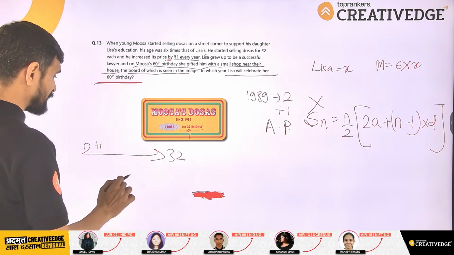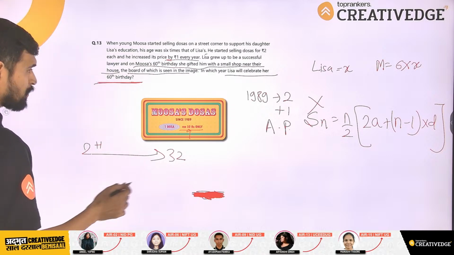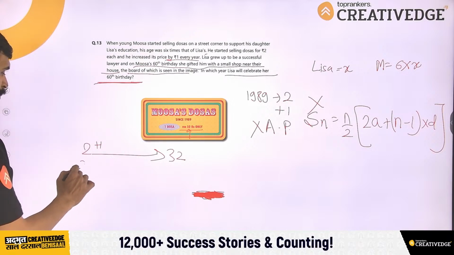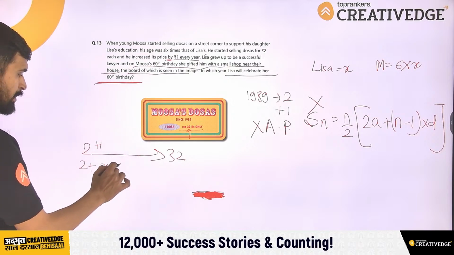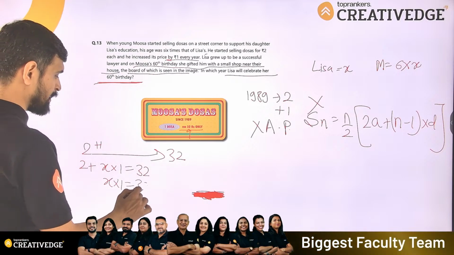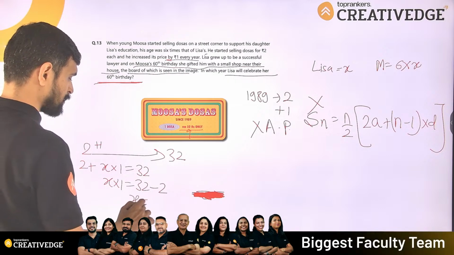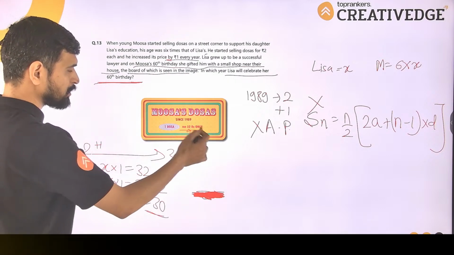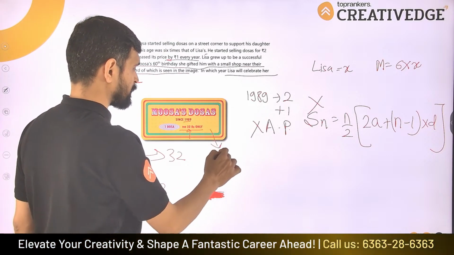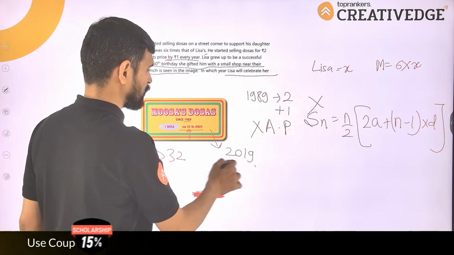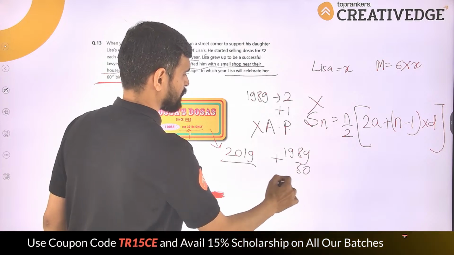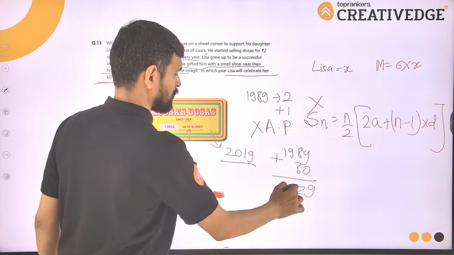right? So rather than using the entire logic of mathematics, what we can do is we can say 2 plus number of years into 1 is equal to 32. So number of years will be 30. तो ये x 30 years आ गए, तो 30 years तक आपने ग्रोथ देखी है. So this board was gifted in the year 2019. 1989 plus 30, right?